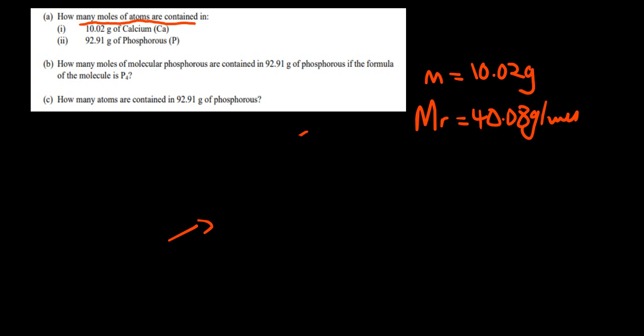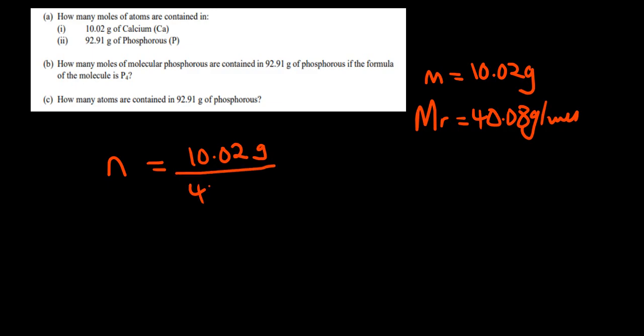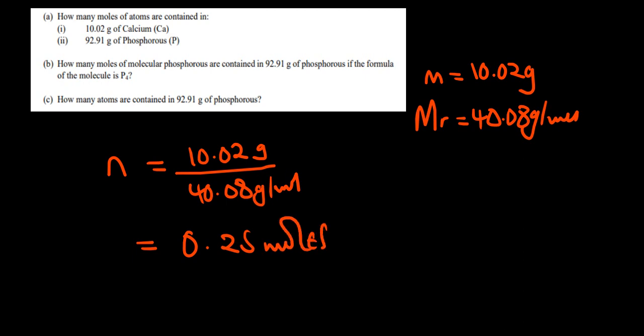So to find the moles, we're just going to divide those two values. Let's divide and find the moles. Moles is equal to 10.02 grams, divided by 40.08 grams per mole. When we divide this, the grams are going to cancel, and we are going to end up with 0.25 moles.